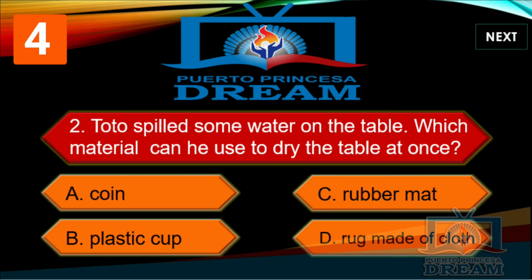Toto spilled some water on the table. Which material can he use to dry the table at once? A. Coin, B. Plastic cup, C. Rubber mat, and D. Rug made of cloth. That's right! D is the correct answer for number 2.